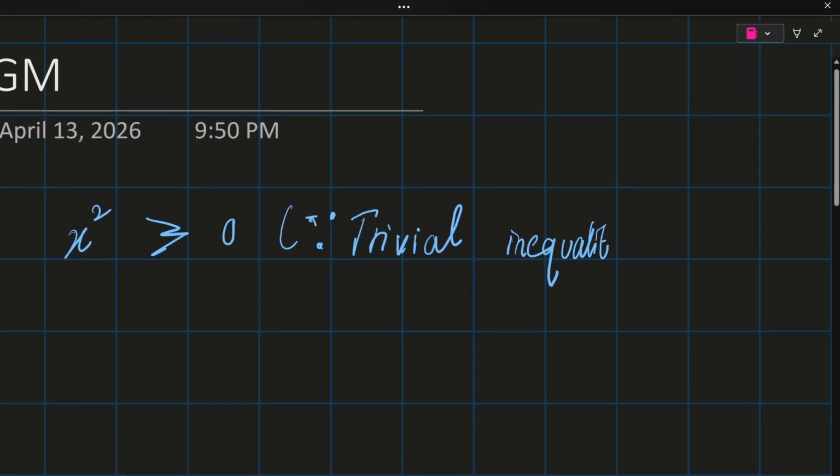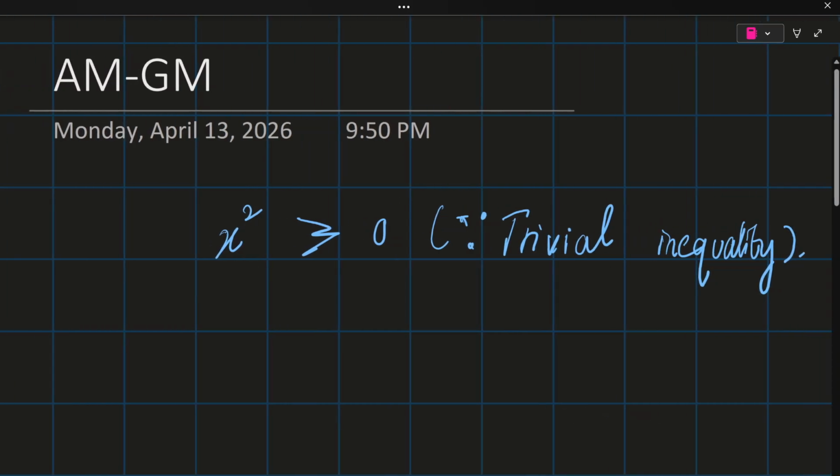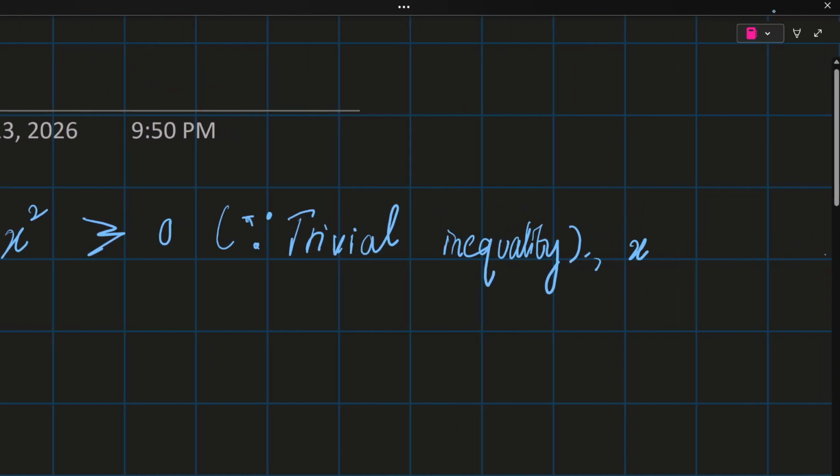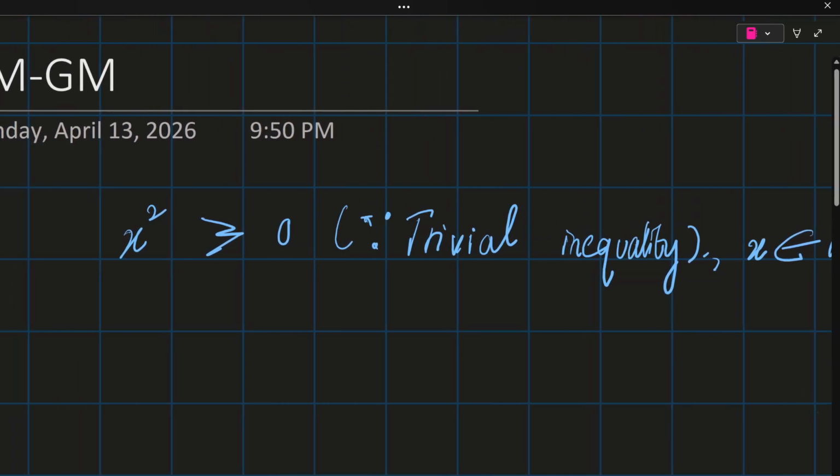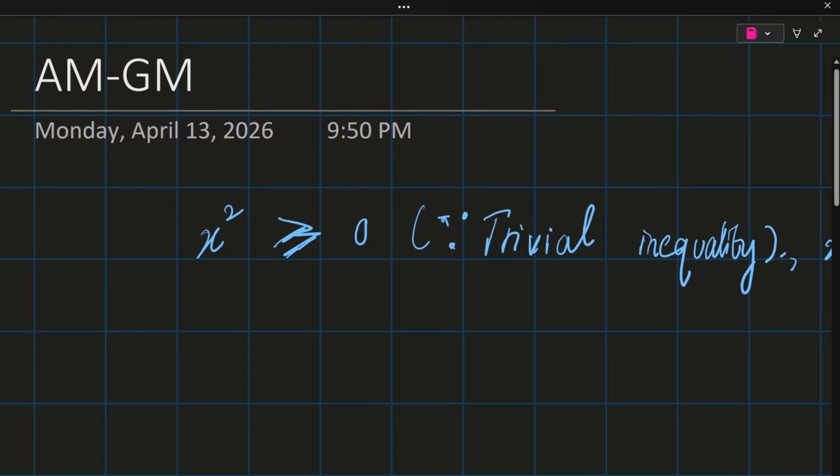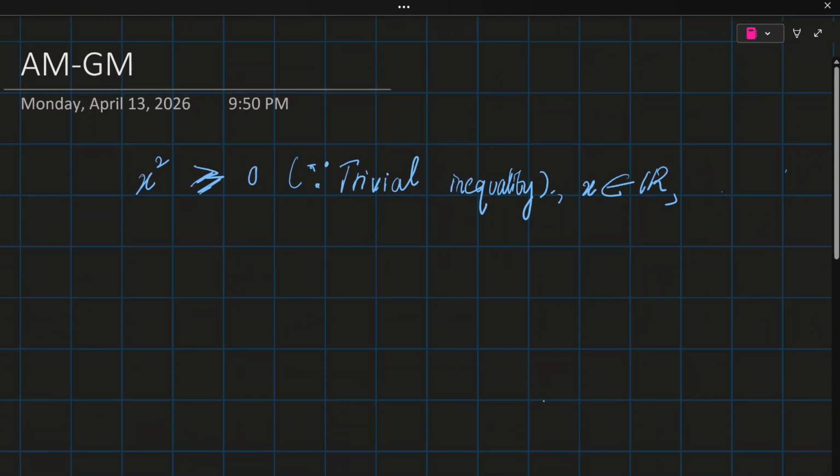trivial inequality. So basically, for any x in the set of real numbers, x squared must be greater than or equal to 0. So if that's true, then we could also say that for any values x and y, root x minus root y, the whole squared, must be greater than or equal to 0.